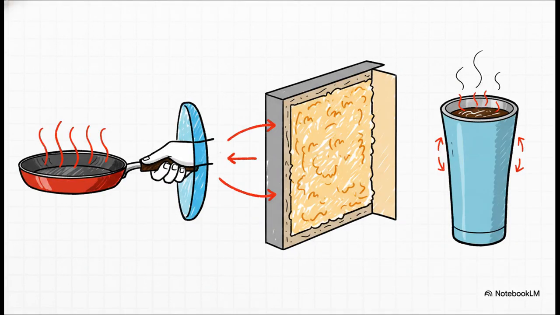And on the flip side, when you want to stop heat dead in its tracks, you use an insulator. That's why the handle on that metal pan is made of wood or plastic to protect your hand. It's why we fill our walls with fiberglass insulation. And it's exactly how a coffee thermos keeps your drink hot for hours. The whole point is to trap heat and tell it, you're not going anywhere.